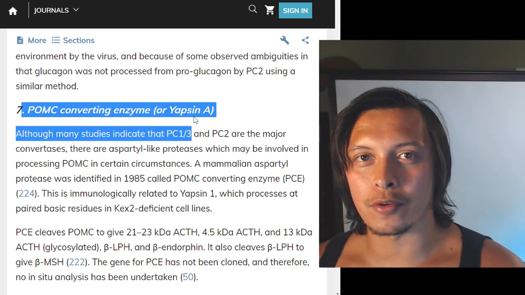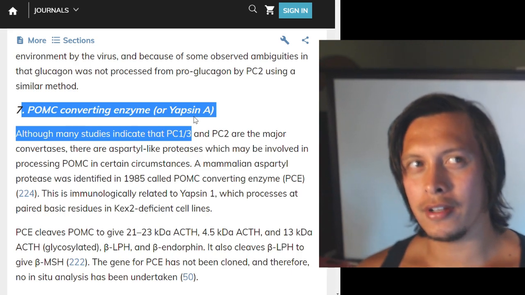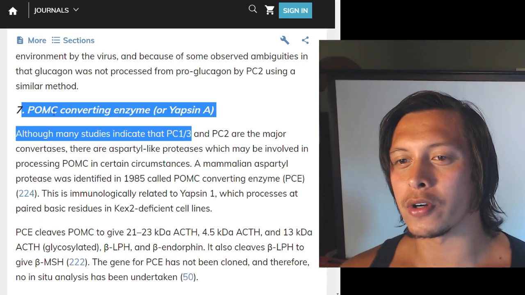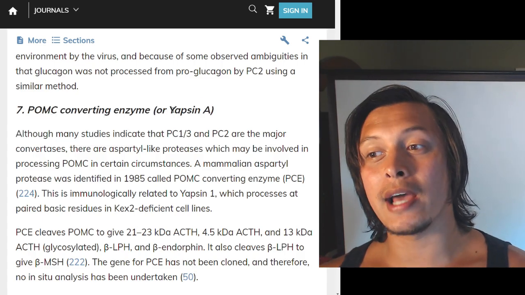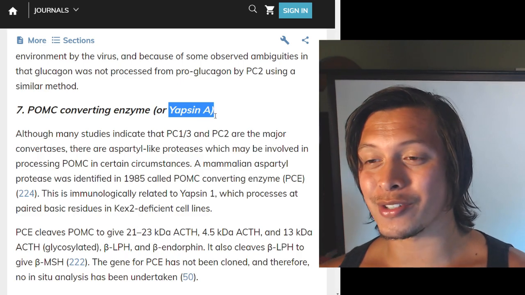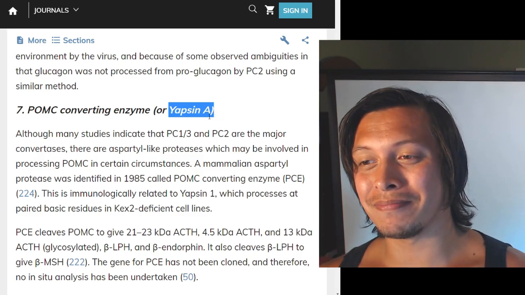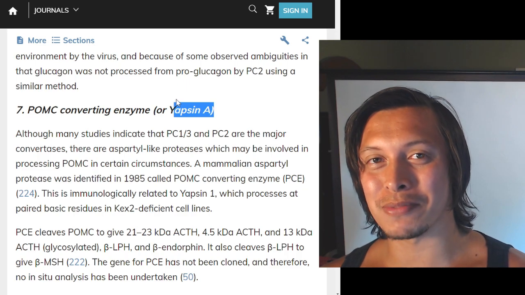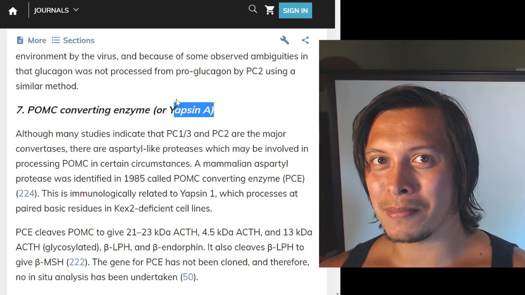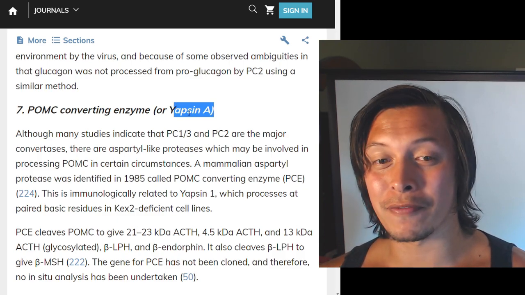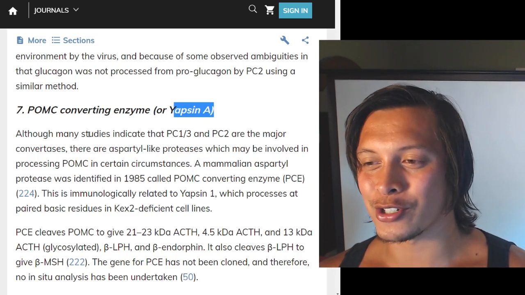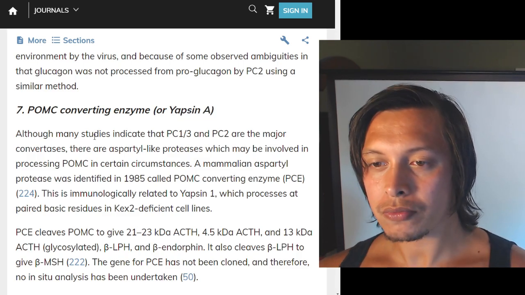Okay, so time for is this 3? It's either 3, I think it's part 4 actually. So, part 4, so POMC converting enzyme or Yapsin A, which is another word for it. So very frequently, as I said earlier, we have multiple names for the same thing in biochemistry, and it's really annoying because then if you're trying to look up information on one thing, you have to use all the names sometimes to actually have an understanding of what's going on.